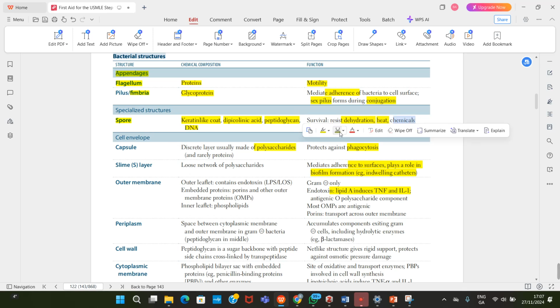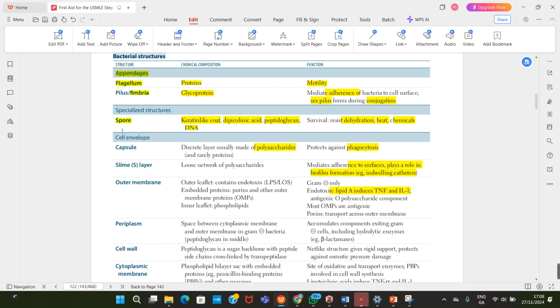I want to mention that the dipicolinic coating is important to protect against desiccation from heat. So once you say dipicolinic, you know that is heat protection. While the keratin protects against dehydration, heat, as well as chemicals. So don't forget, it is only gram-positive that contains the spore. Only gram-positive, and they assume the spore form. All the components of the cell are converted to that spore.